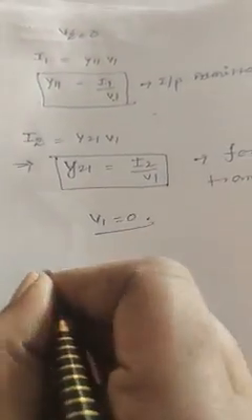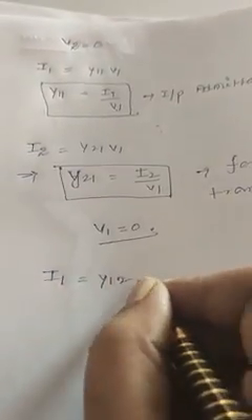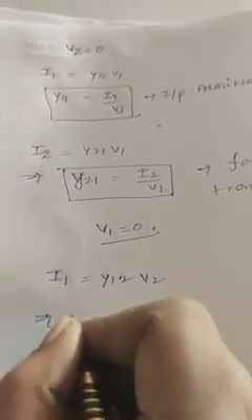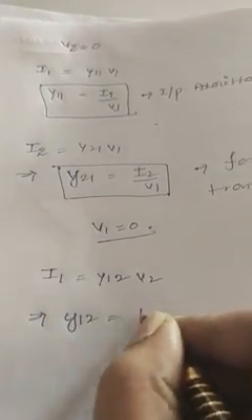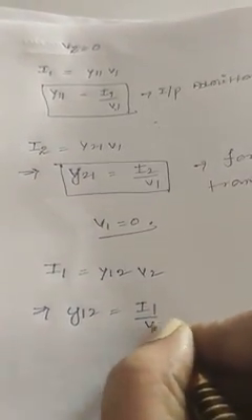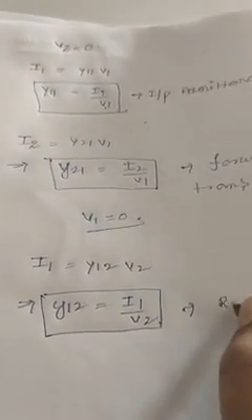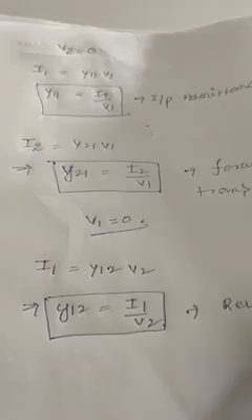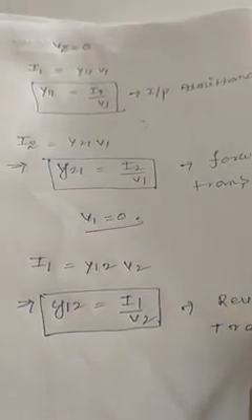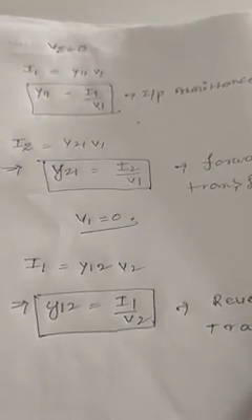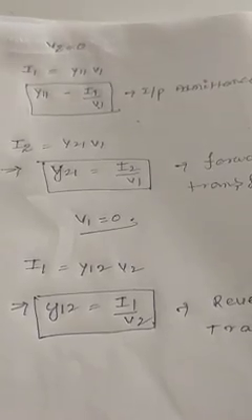When we substitute V1 is equal to 0 in the 2 equations, from the first equation we get I1 is equal to y12 V2. So y12 is equal to I1 by V2. This is the third parameter, called the reverse transfer admittance.